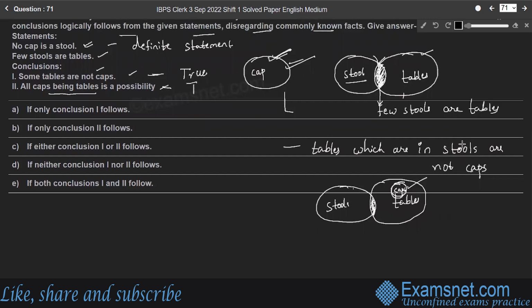Therefore, this possibility is true. This possibility means it is not a definite statement or definite conclusion. There is a possibility, right? Therefore, the second conclusion is also true. Therefore, both conclusions 1 and 2 follow.